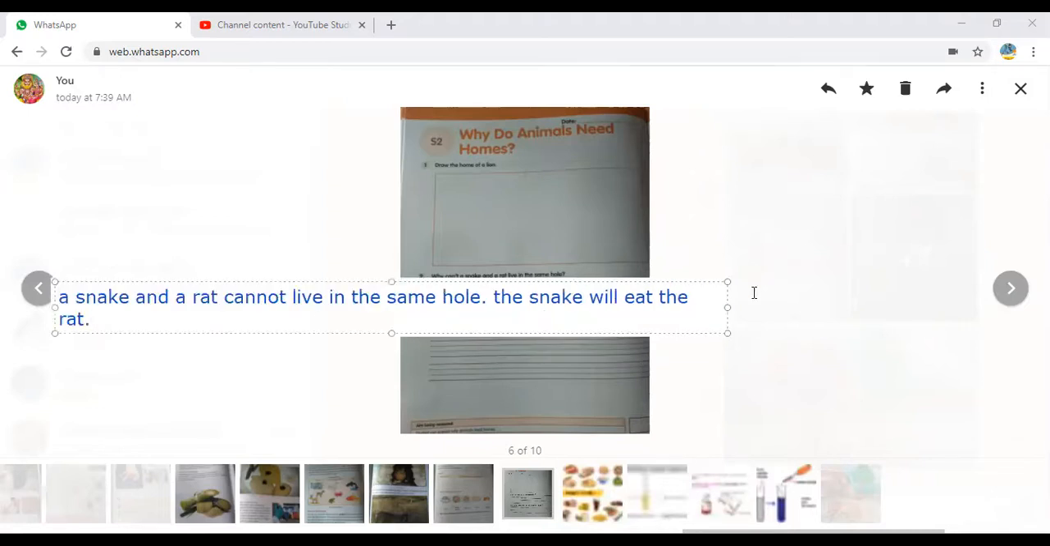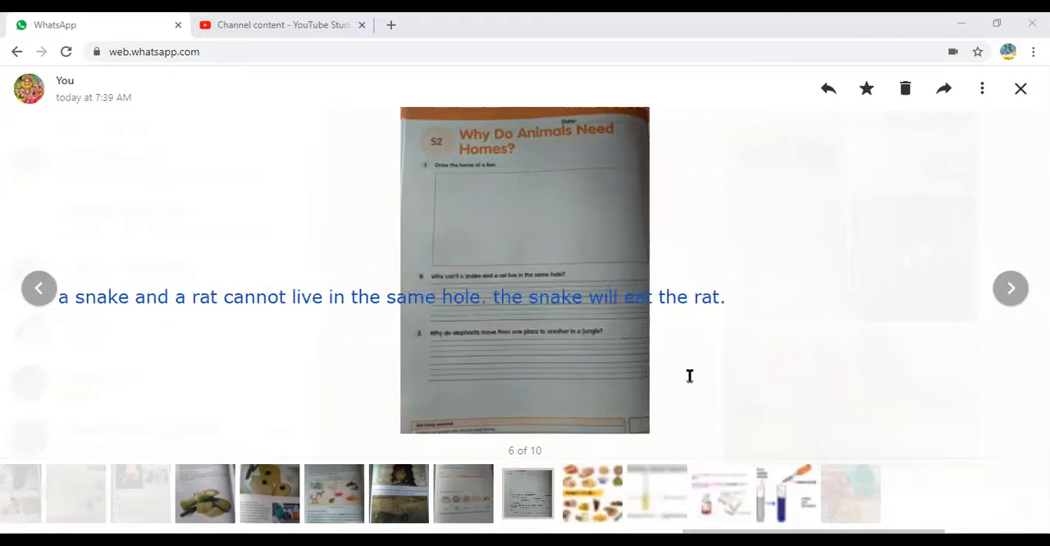The snake will eat the rat. Now I hope the answer is clear for you children. Now the third question for you: why do elephants move from one place to another place in general?